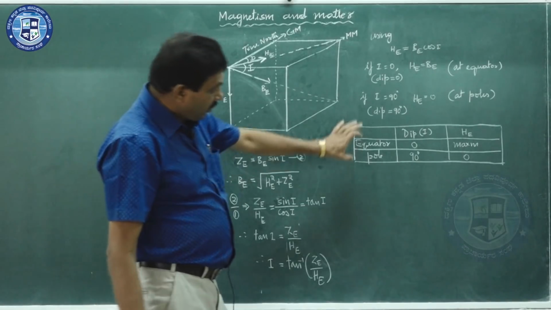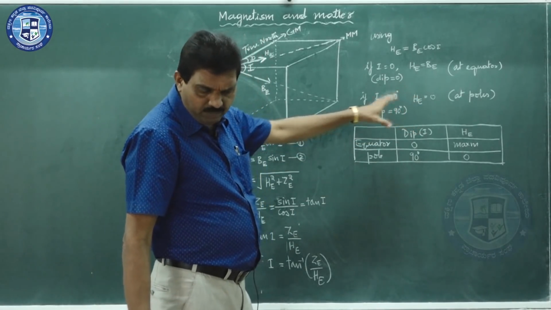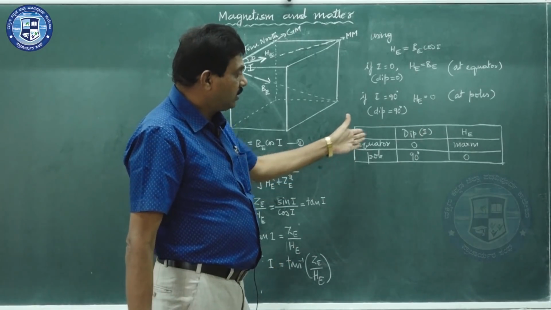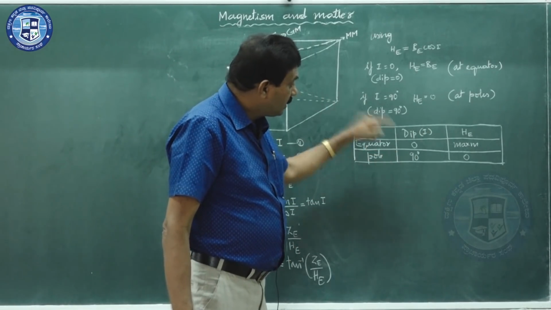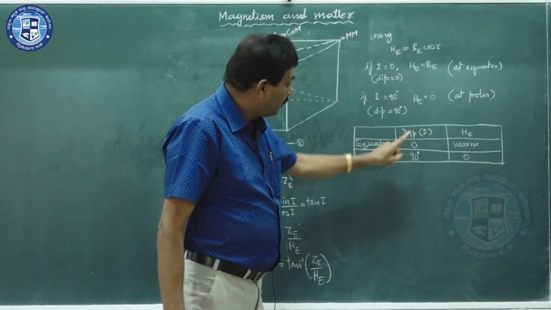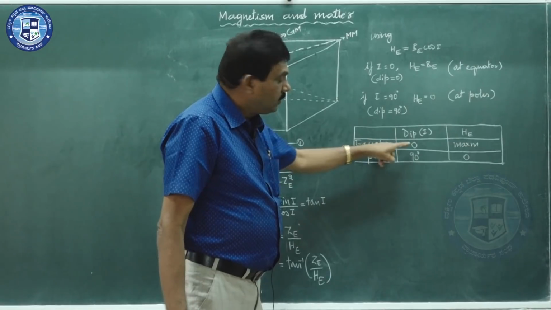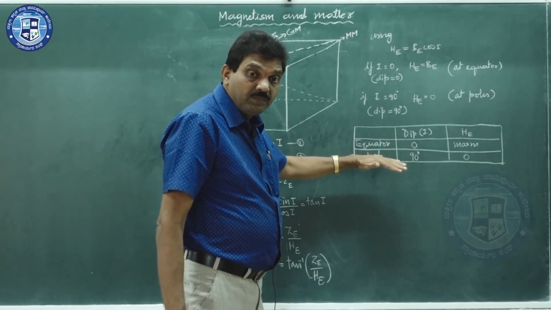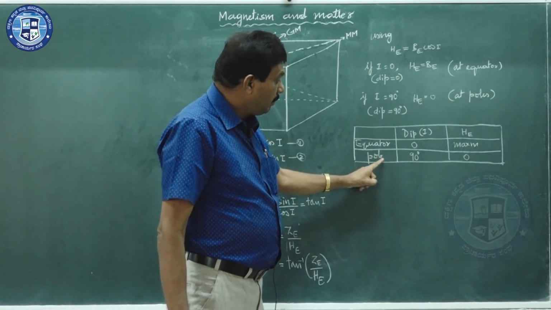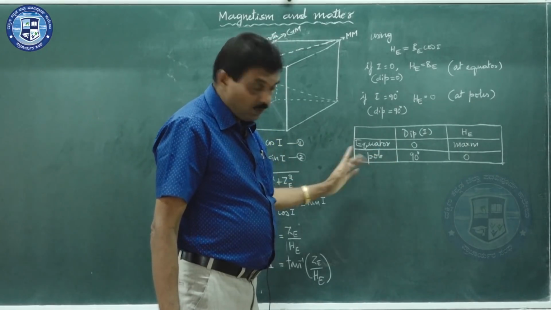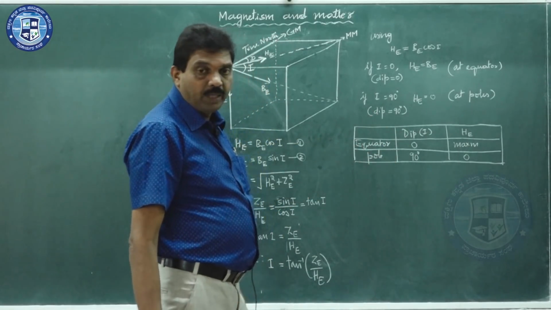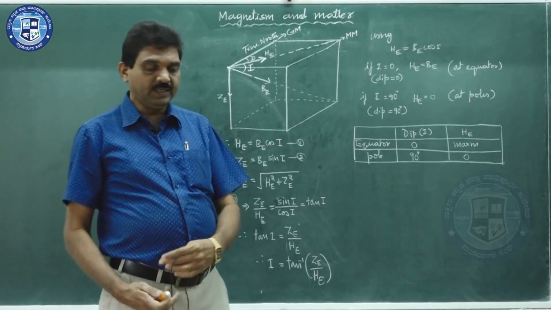Look at that. It is very important for 1 mark. Many times it is asked, what is the magnetic dip at the pole? It is 90 degrees. What is the magnetic dip at the equator? 0. Where is the maximum magnetic dip? The magnetic dip is maximum at the pole. So, this type of question can be answered by using this table.